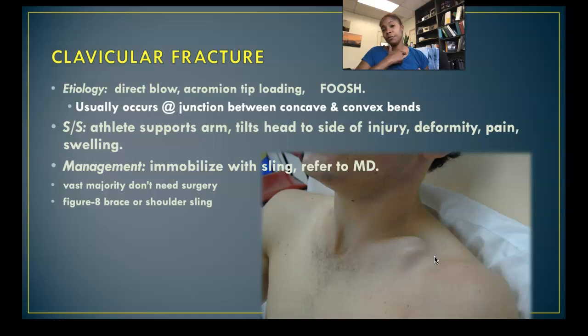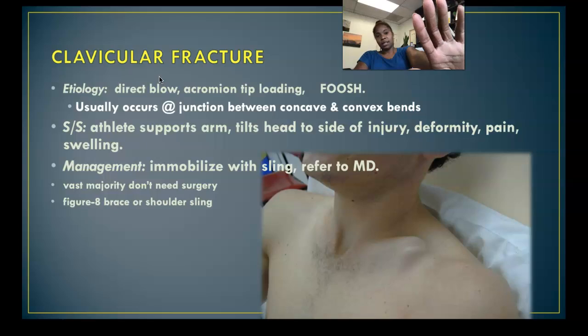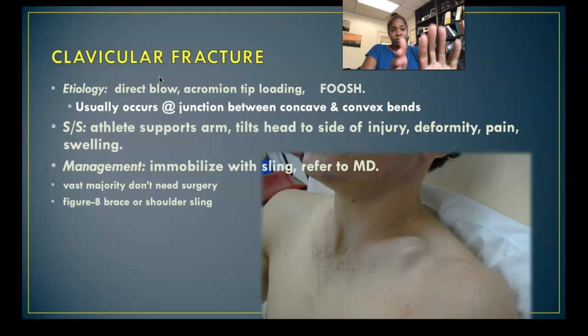the actual bone itself. In terms of the etiology, it's a direct blow to the clavicle, or sometimes it's landing on, so if I fall and I land on my acromion tip and the forces are directed to my clavicle. And the other way that it can happen is through what's called the FOOSH, so falling on an outstretched hand, right? So if I were to fall down and I use my palm to catch me, right? If you do that, then forces could be directed up the ulna and radius, right, all the way to the clavicle, and of course it could lead to a fracture.